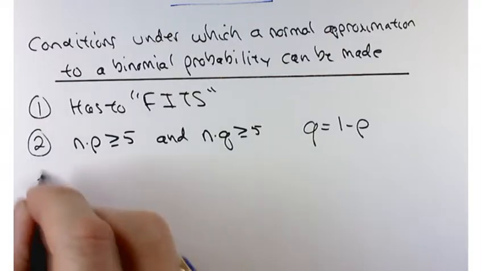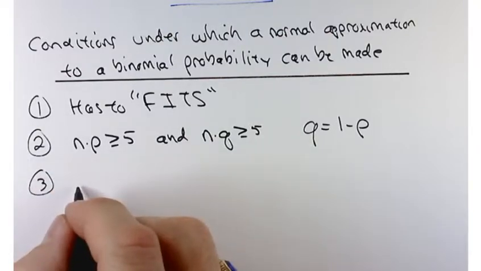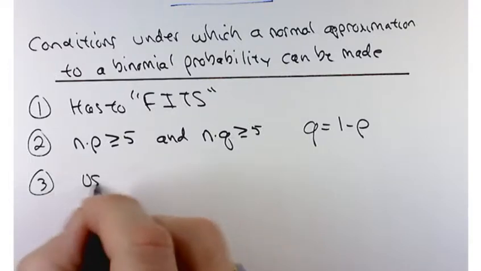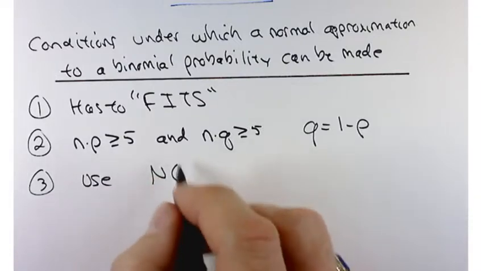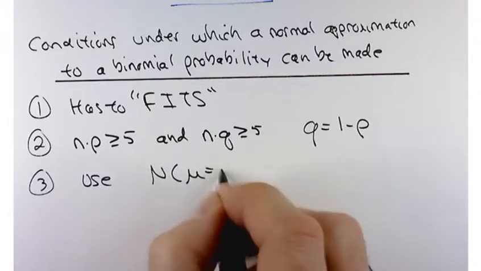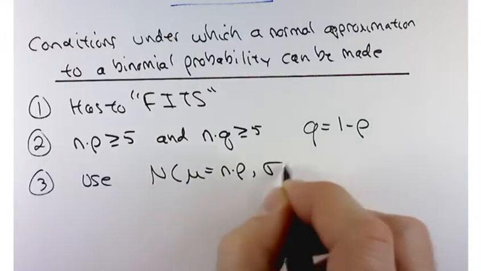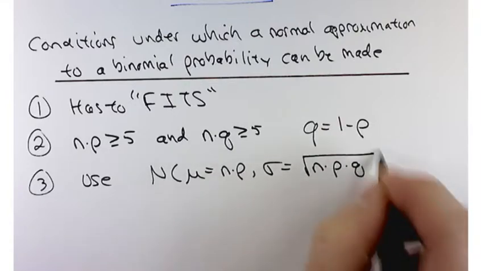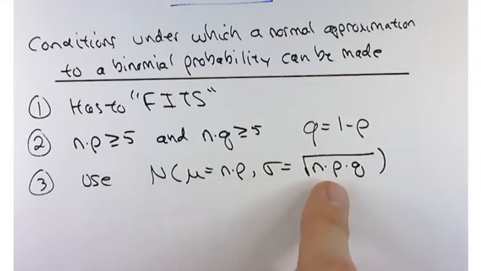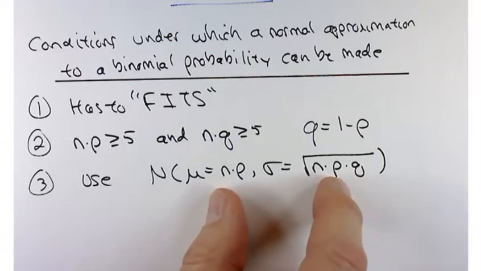Next, we're going to use this curve, which is distributed normally with a mean equal to n times p, and a standard deviation equal to the square root of n times p times q. Basically the mean and standard deviation of the corresponding binomial random variable.